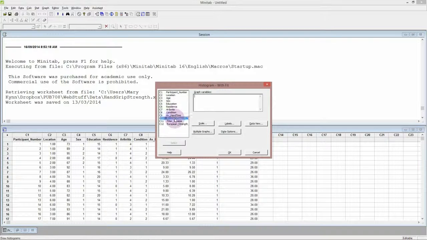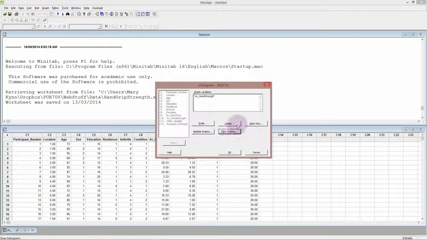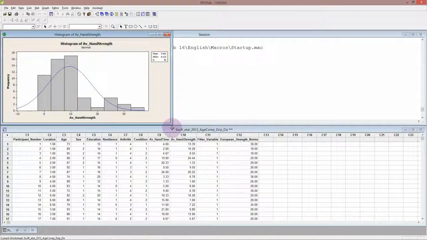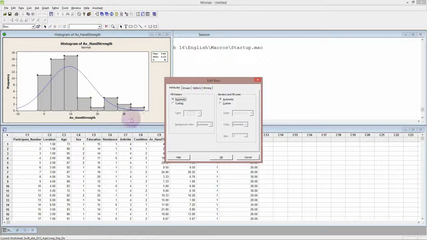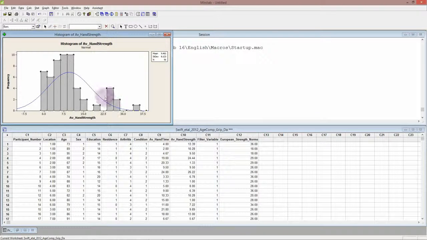So let's see here, hand grip strength. Wonder if there's any options that I want to have a look at here. I don't think so. Let's just do that. Okay, so what we've got here is that it might be more convenient to have a few more bins in there. So binning, number of intervals, let's bump that up. Let's double it to 16. Okay, I feel happier with that now.